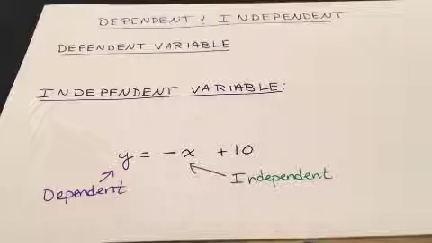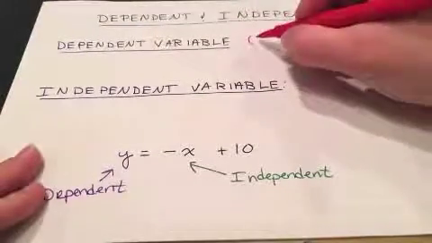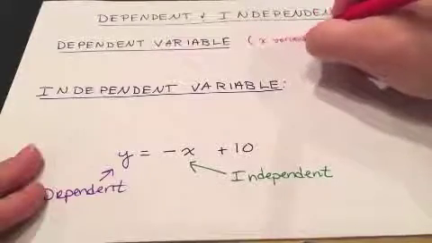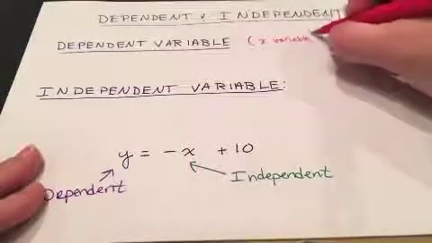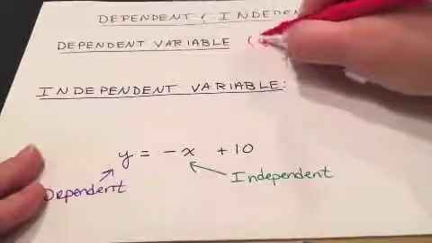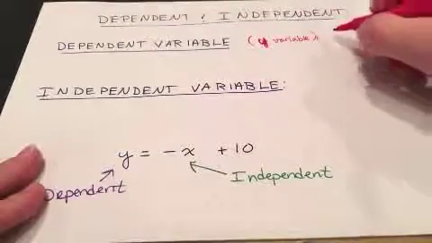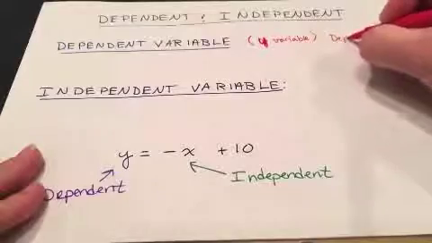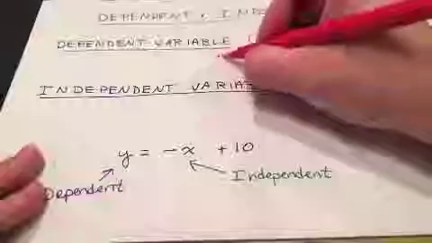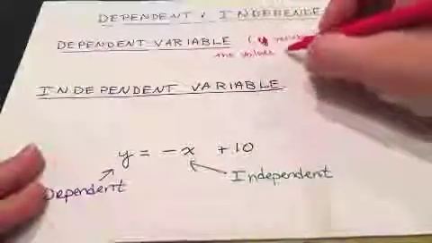So basically, our dependent variable, for the most part, when we're dealing with them, is the y variable. It is the dependent variable because it depends on the values inputted.